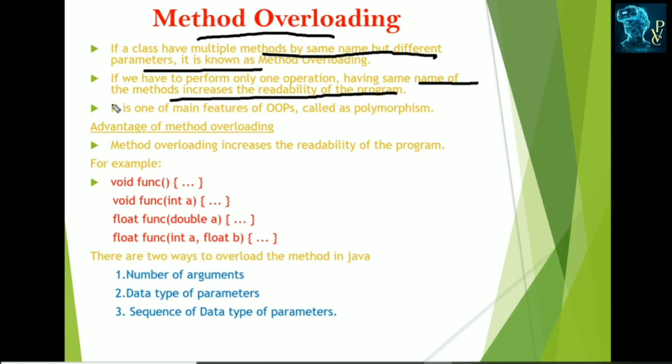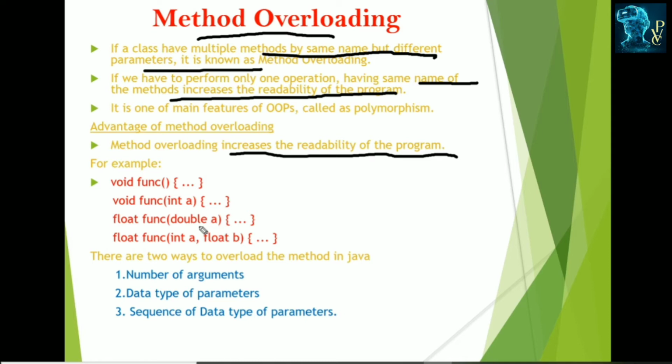This is the main feature of implementing polymorphism. The advantage of method overloading is increasing the readability of the program. For example, here we use a void function which has no parameters and no body. And here a void function, where any body can be specified within the braces. Here is a same-name function which takes one integer argument as the parameter. Here it returns float type, and the function name is the same, func, and it takes a parameter a of double type.